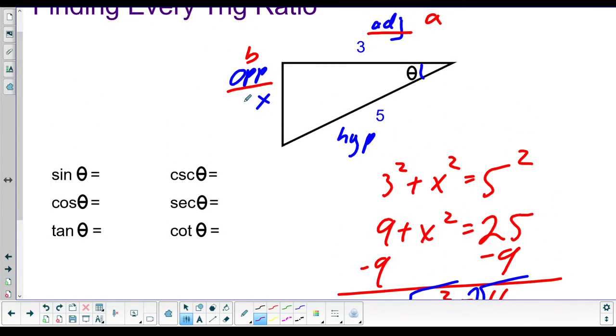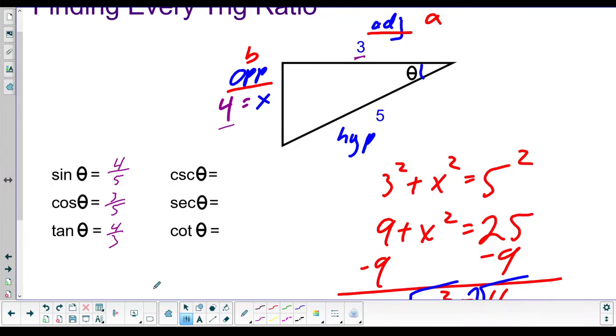All right, so now we know that x is 4. Now it's smooth sailing once you're done with the Pythagorean theorem. We're just going to plug all of our values into sine, cosine, tangent, and then we'll flip them for these. So sine is opposite over hypotenuse. Let me make this a little bit skinnier. There we go. Opposite is 4, and our hypotenuse is 5. Sweet. Cosine is adjacent over hypotenuse. So 3 over 5.